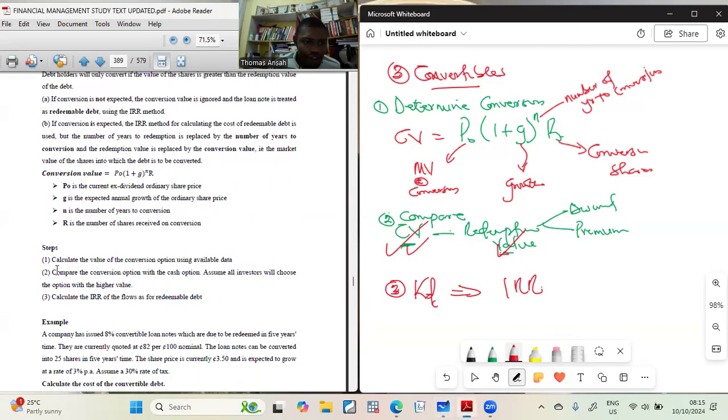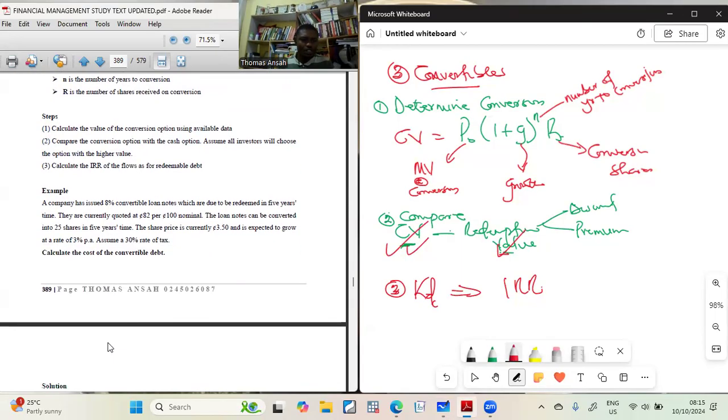So let's look at this particular example, and I've highlighted the steps here too in your manual. A company has 8% convertible loan, which is due to be redeemed in 5 years' time. They are currently quoted at 82 per 100 nominal. I've told you it's always 100, unless the question makes it 1,000 or something. The loan notes can be converted into 25 shares in 5 years' time. The share price is currently 3.5, and it is expected to grow at 3% rate. Assume tax to be 30%.